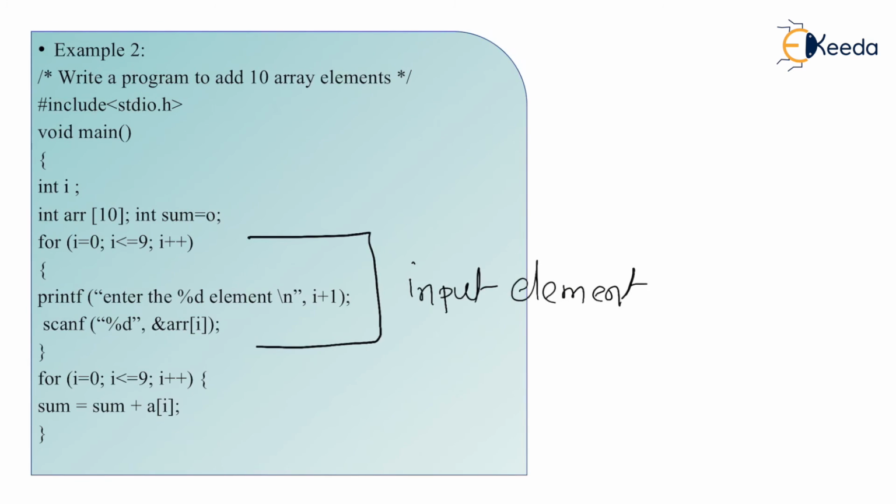Then for i equal to 0, i less than or equal to 9, i++. With the help of this for loop, we are performing the addition of each and every element, that is, the 10 elements present in the array. So we are performing the addition of the elements at subscripts 0 plus 1 plus 2 plus 3 plus 4 up to 9. With the help of this, we are performing the sum of the elements.